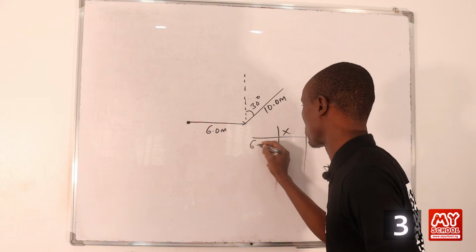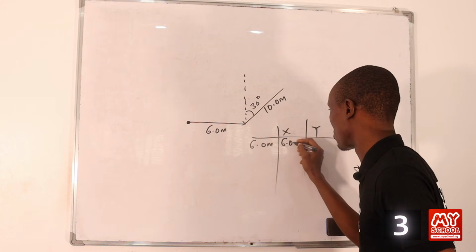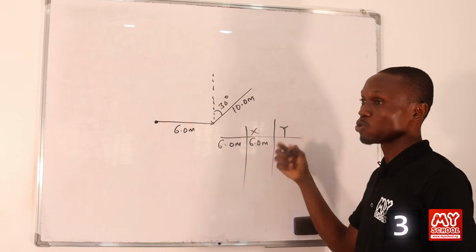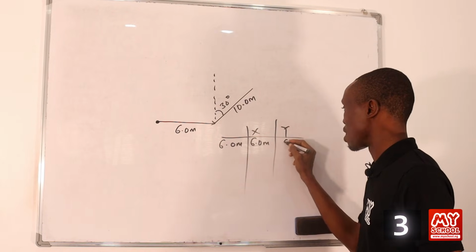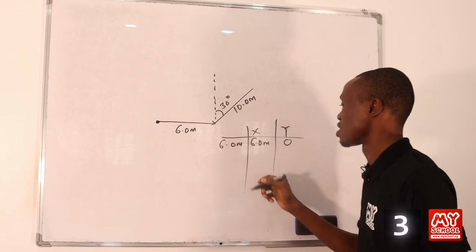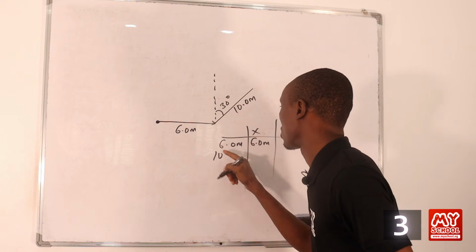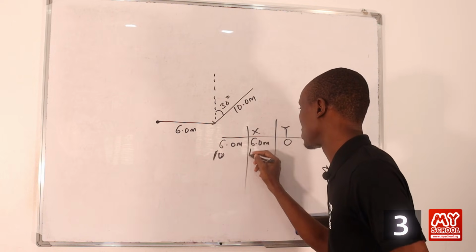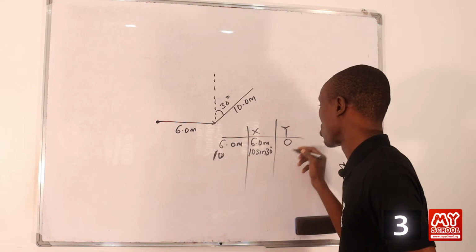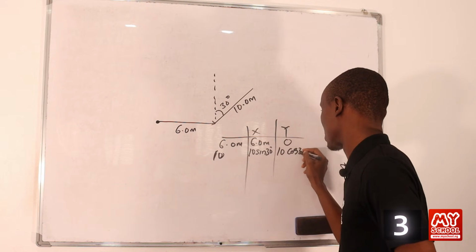So here we have 6.0 meters, because here the angle is 0, and cos 0 is 1. But here we'll be having 0. So we have to resolve this 10 into x and y components. Here we'll be having 10 sine 30 degrees, while here we'll be having 10 cos 30 degrees.